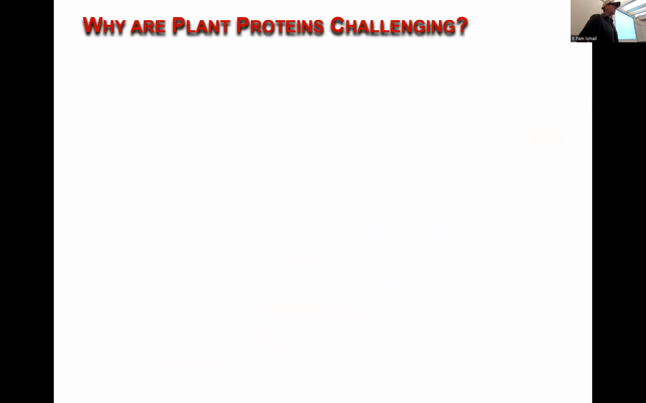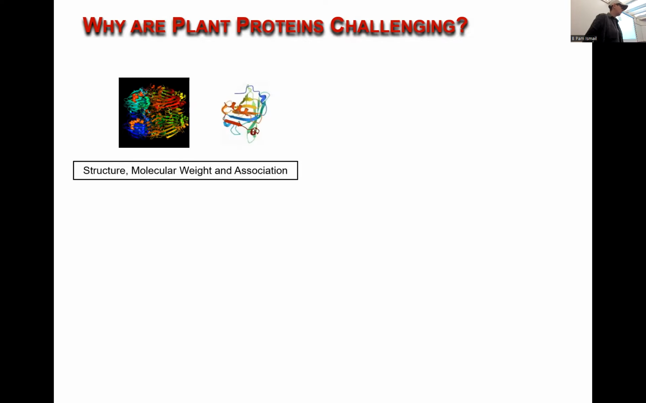But they are darn hard to work with. 1% protein to form a gel with gelatin and 20% to form a gel with ghee. This is ridiculous. So why are they challenging? Their structure. We're going to talk a lot about the structure of these proteins.